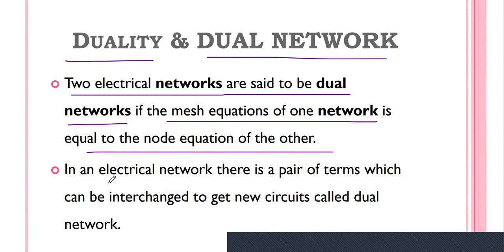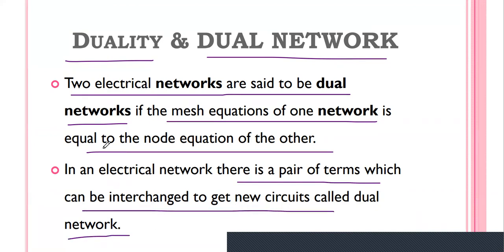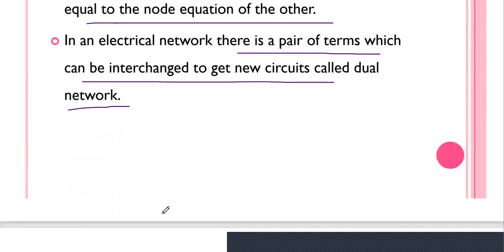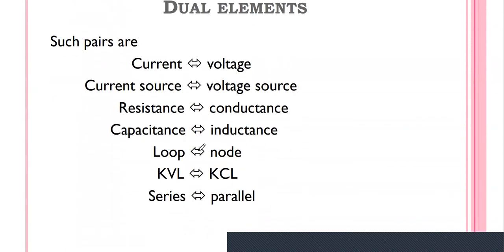In an electrical network, there are pairs of terms which can be interchanged to get a new circuit called the dual network. So in order to obtain the dual network for the given network, we have to interchange the components, using the pairs of terms, in order to convert our given circuit into the corresponding dual network. So let's see what the dual elements are.